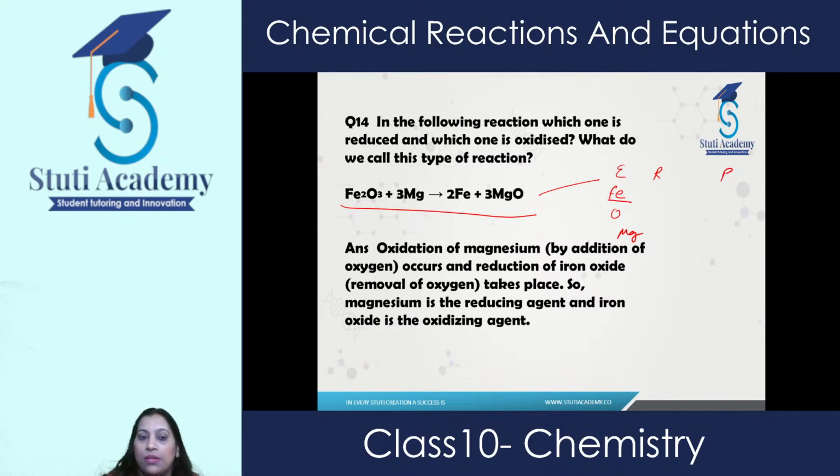If we look at this reactant side, just count. Iron is 2, on the product side iron is 2, and oxygen is 3 here, and here oxygen is 3. Look here, yes. Then magnesium is 3 and magnesium is 3. Now it is a completely balanced chemical equation. I hope it's very much clear to you.